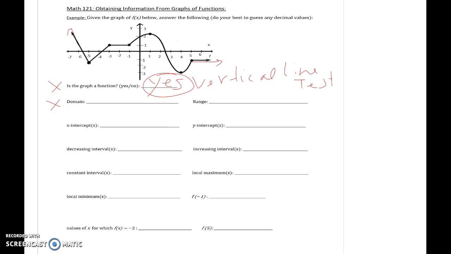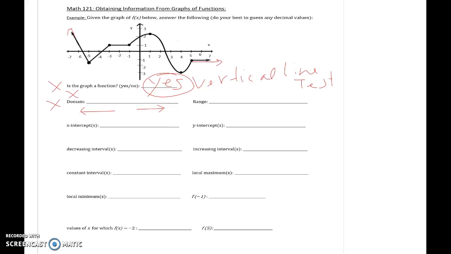Next, we're talking about domain. If you recall, domain and range are closely related. They're almost the same question, except one asks about x values and one asks about y values. Domain is asking what kind of x values this graph takes on. A way we would describe it to someone is to tell them how far to the left this graph goes, and then how far to the right this graph goes.